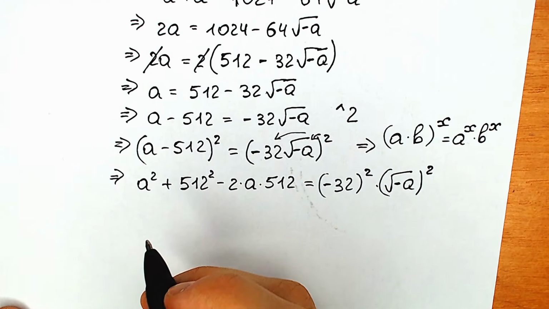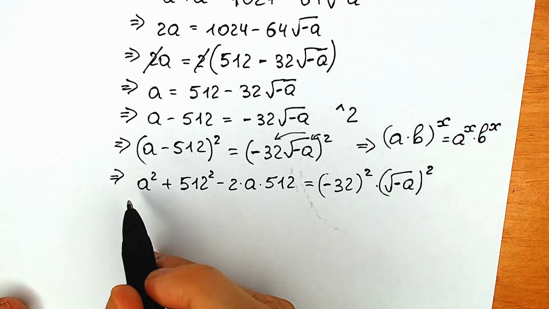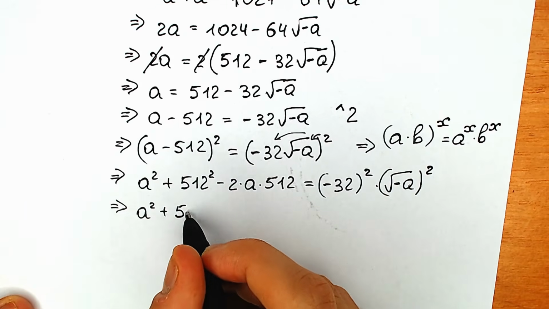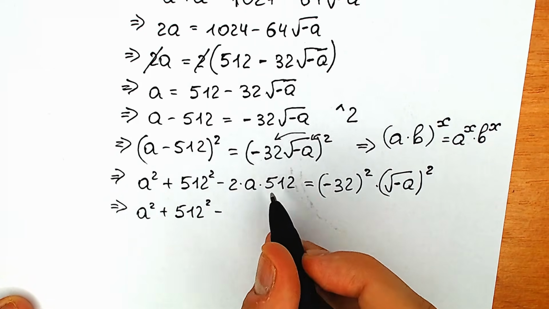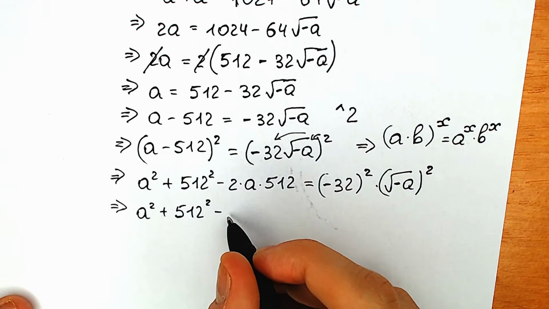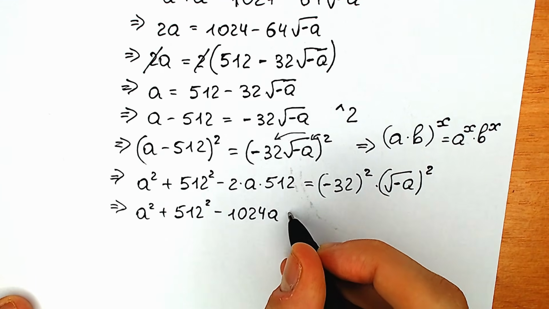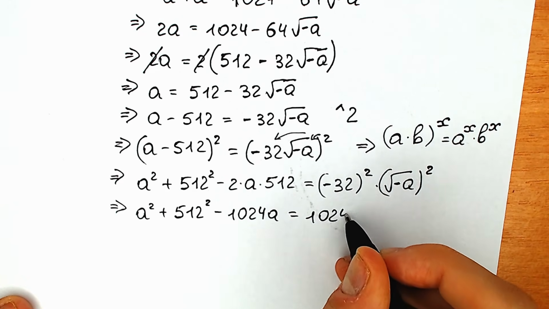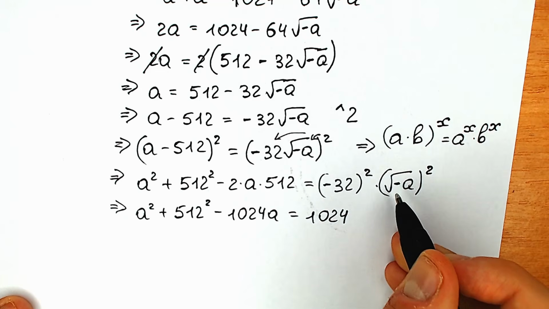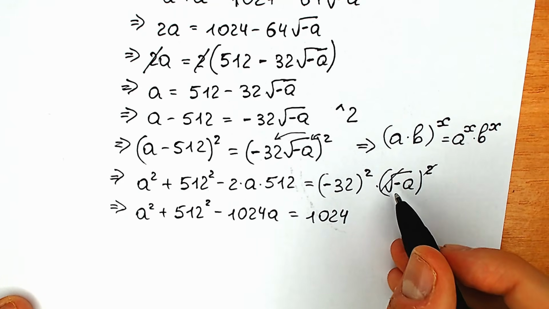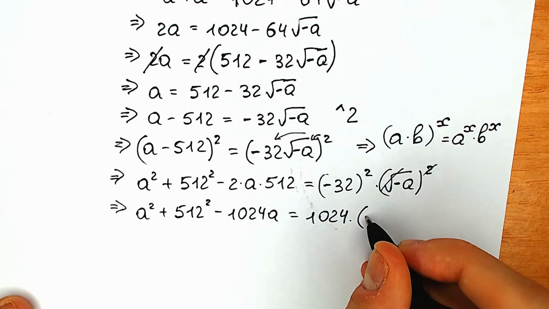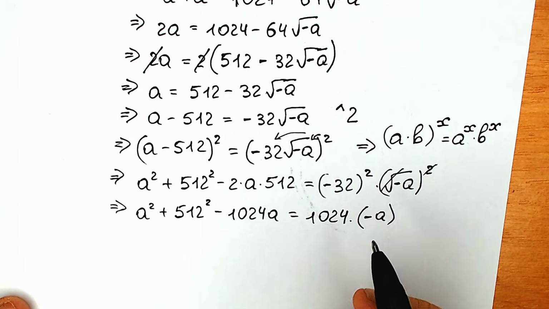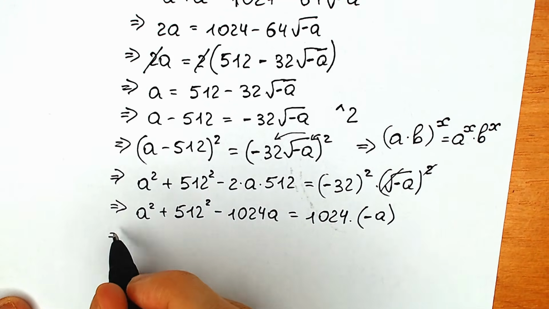All right, let's simplify our expression. First of all, let's simplify our right side. So we have a square plus 512 square and minus 2 times 512a equal to 1024a, equal to, right here, minus 32 to the second power equal to 1024, and right here we have a square root. We can easily cancel it with this two. As a result, we have only our minus a, so times minus a. This expression is really great for us because this is our minus 1024a. We can easily write this minus in the beginning, so let's do this.